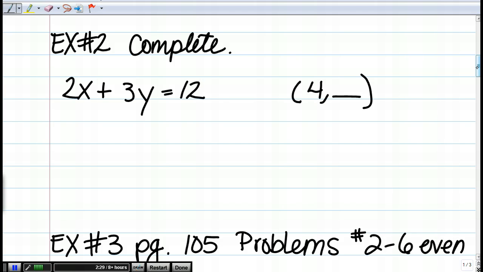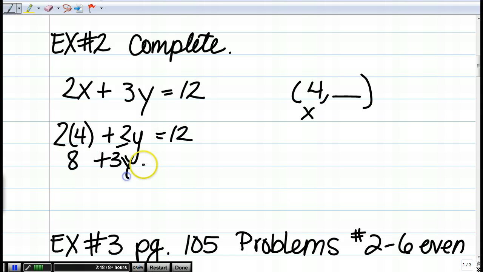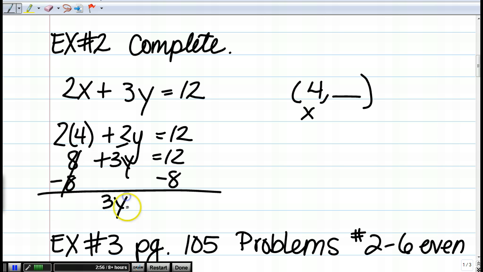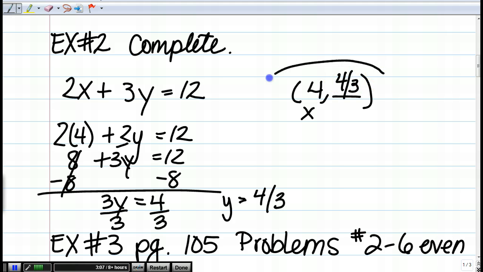Sometimes, for example number 2, instead of saying what the domain is, it will give you a point and it will want you to find the missing piece. So in this case, it gave you what x is. So all you'd have to do is plug in x to find what y would be. 4 times 2 is 8. Subtract 8 to the other side. 12 minus 8 is 4 divided by 3. You would get y equals 4/3. And then you plug in your 4/3 here, and this would be your answer.